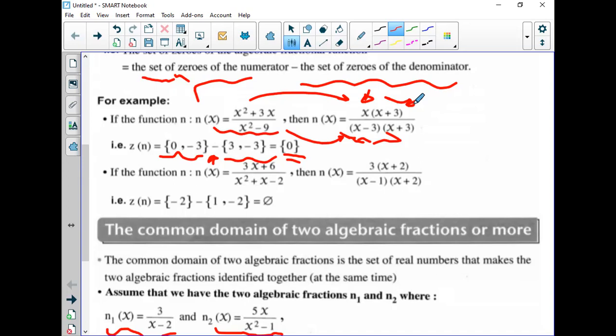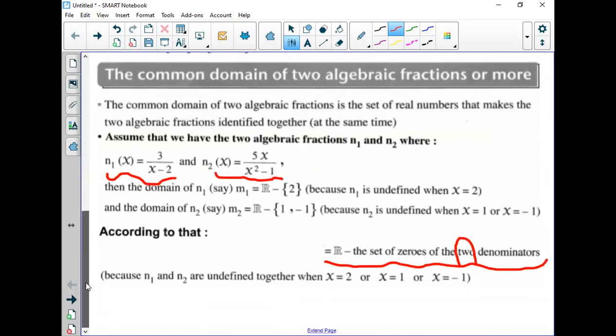Okay, so the set of zeros of the numerator is x equals 0 and x equals -3, and the set of zeros of the denominator, by making the denominator equal 0, is x equals 3 and x equals -3, and the difference between them is 0. Okay.